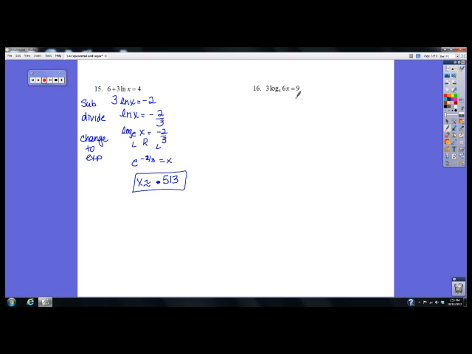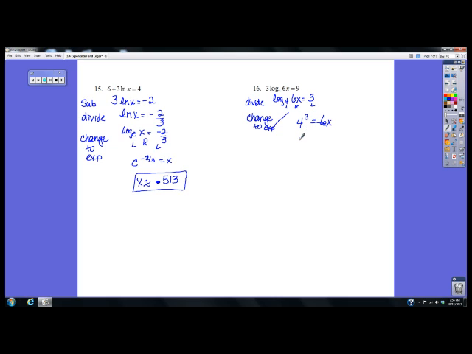And the last solving one here, number 16. The first thing we should do is get rid of this 3 by dividing. So I'm going to put divide. Log base 4 of 6x equals, divide by 3 over here, and you're going to get 3. So now let's change to exponents. Left, right, left. 4 to the 3rd equals 6x.